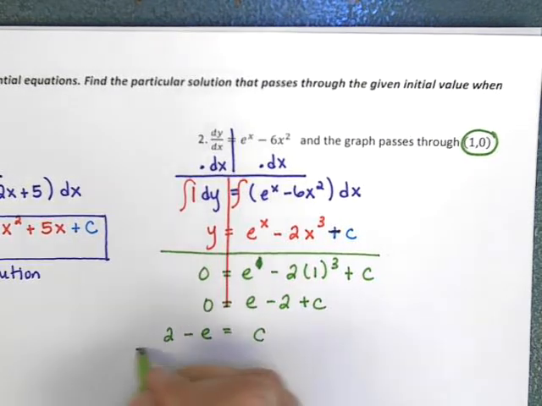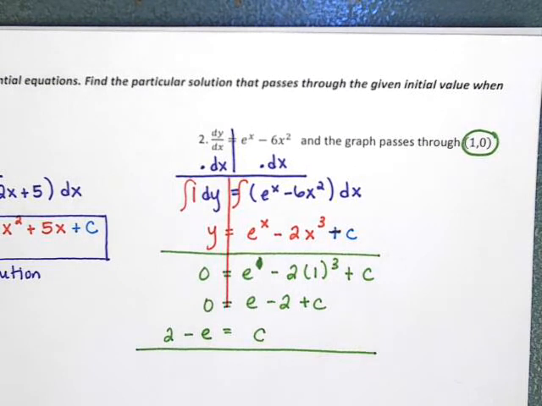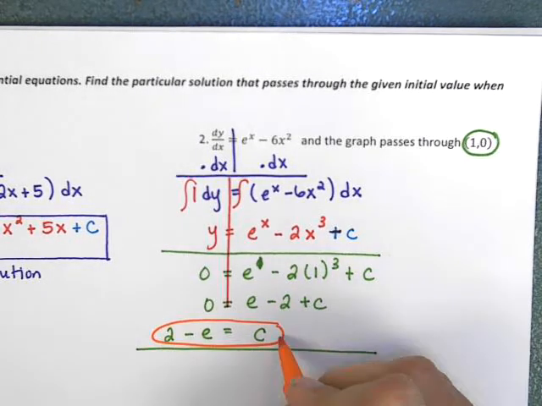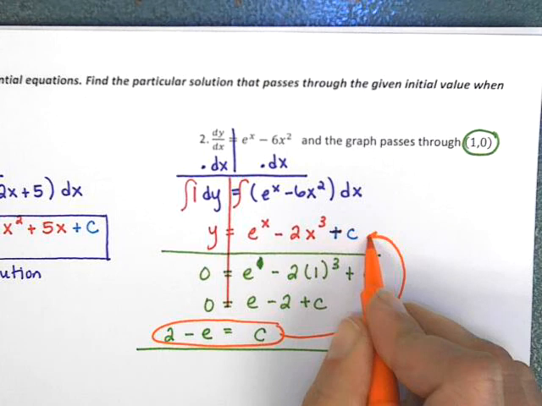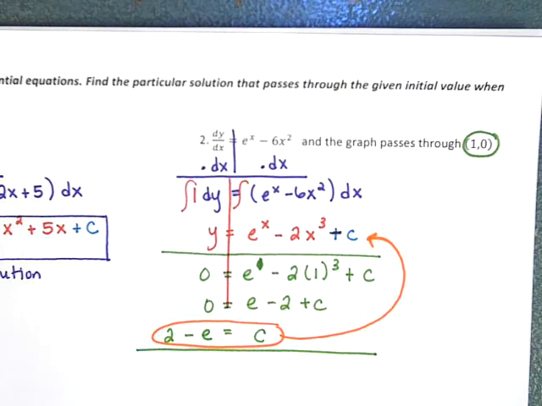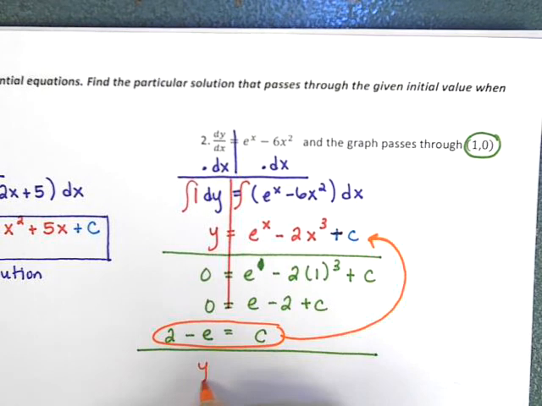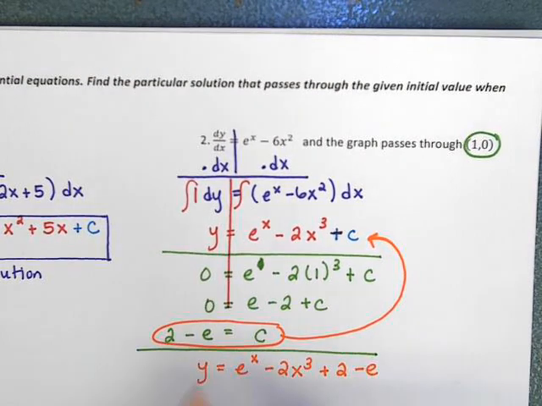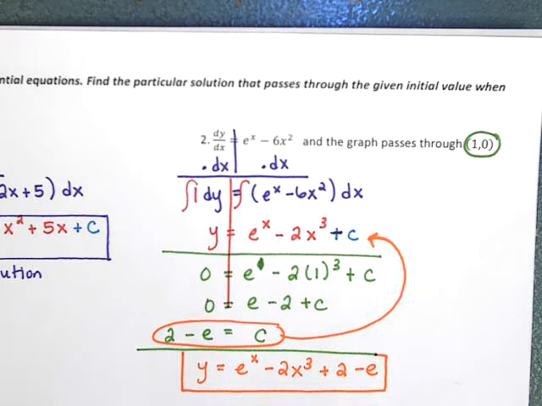Now after I'm done with that detour, my final step is going to be to take the c that I just calculated and substitute it back into the equation that I had before. So my final equation here would be y equals e to the x minus 2x cubed plus 2 minus e. The y is by itself. I've replaced the c with the c value that I calculated, and so I'm done.